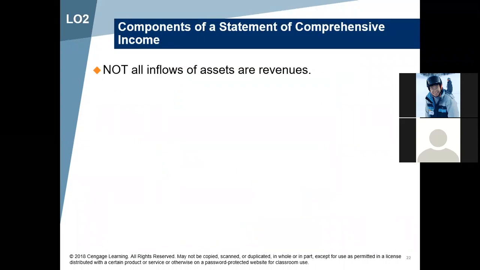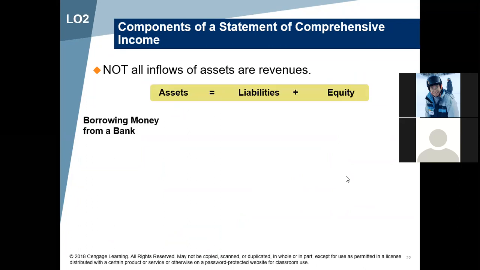Components of statement of comprehensive income. Tama ba to? Not all cash inflows of assets are revenue. Correct? All right. Not all inflows of assets, meaning additions, are revenue. Correct or wrong? The answer is correct. Oh, ito na yung question. Ito na yun. Ano yung usually the answer?